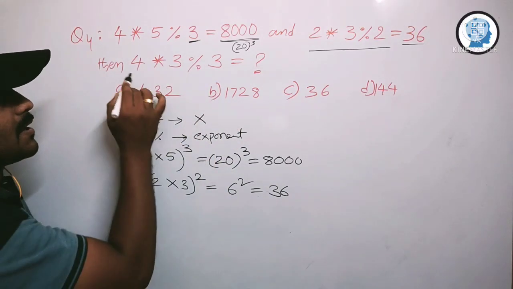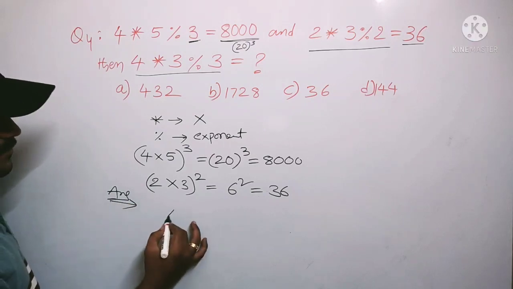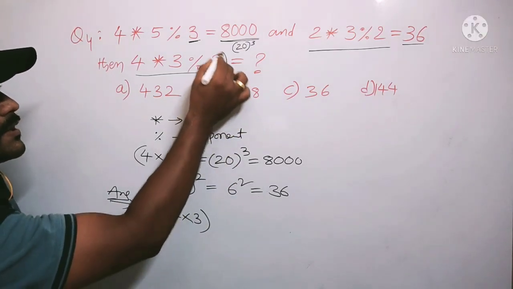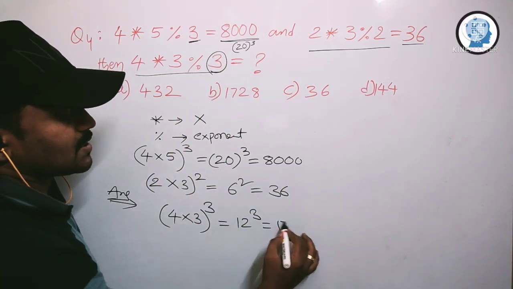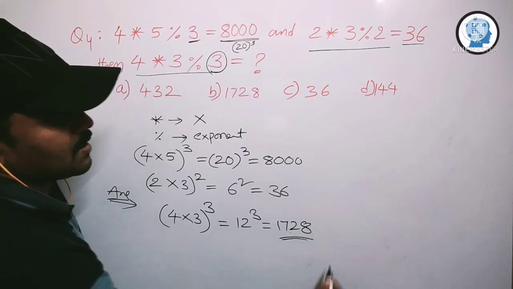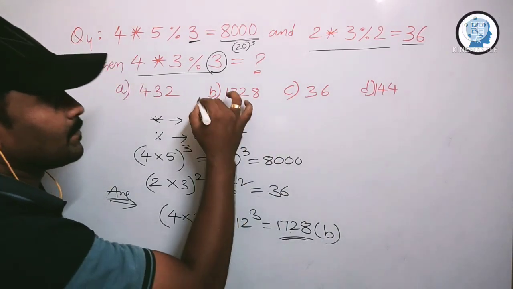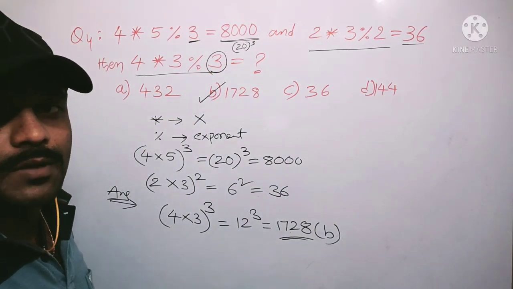The same logic we apply for the question. Now the answer we get: 4 star 3, 4 into 3 multiply, and power 3 will come. So 12 cube is nothing but 1728. So which is option B. So I hope you understand this fourth problem also.